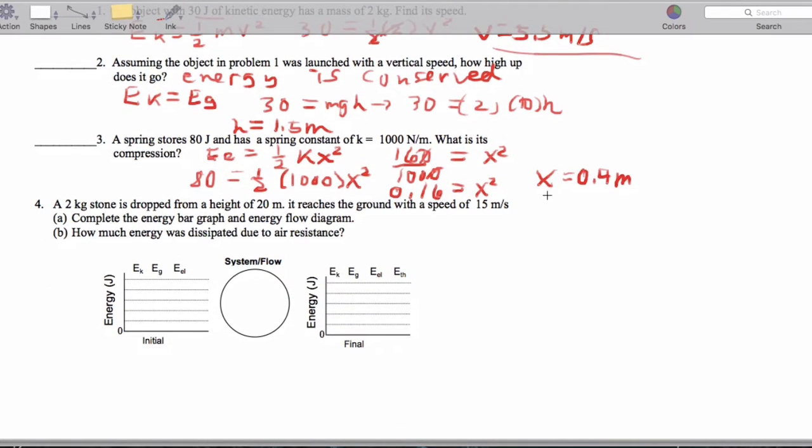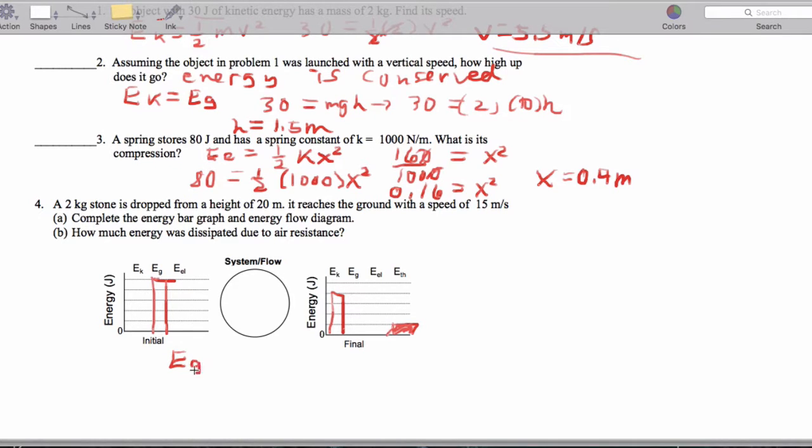All right. Now, question 4. A 2 kilogram stone is dropped from a height of 20 meters and reaches the ground with a speed of 15 meters per second. And we have some energy dissipated due to air resistance when we read this whole thing. So what does that mean? We start off with all gravitational energy, and we're going to end up getting some kinetic and a little bit of dissipated energy right here.